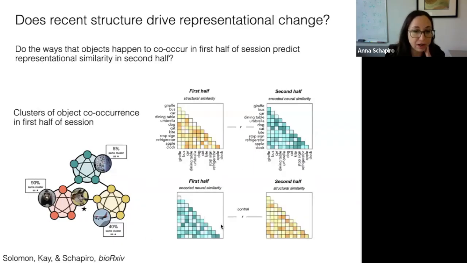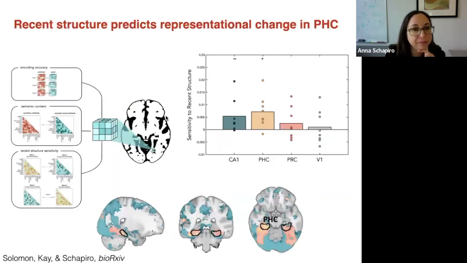And we have a very strong control, which is to do the opposite. So are the representations in the first half of the session related to the co-occurrence statistics in the second half? And if that's true, then we're not looking at a causal effect of the statistics. So anything we show here will be this first forward direction above and beyond the reverse direction.